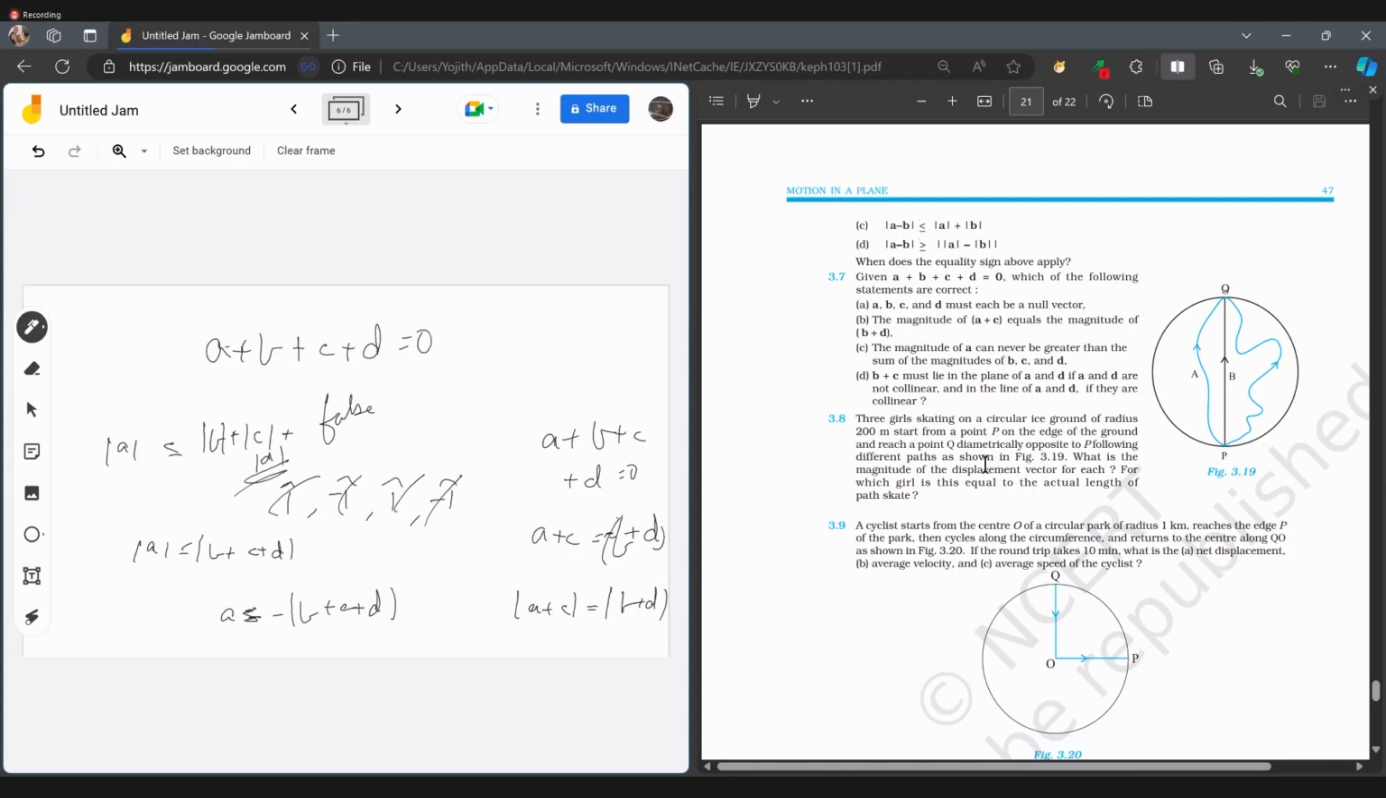Okay, next we have B plus C must lie in the plane of A and D if A and D are not collinear, and in the line of A and D if they are collinear. Okay, ఇది కూడా ట్రూ ఎందుకంటే చూపిస్తాను. ఏ ఇంకా బి ప్లస్ సి, ఓకే, అండ్ డి. ఇవి త్రీ వెక్టర్స్ అనుకుందాం. ఓకే, resultant sum of three vectors can be zero only if they lie in the same plane.